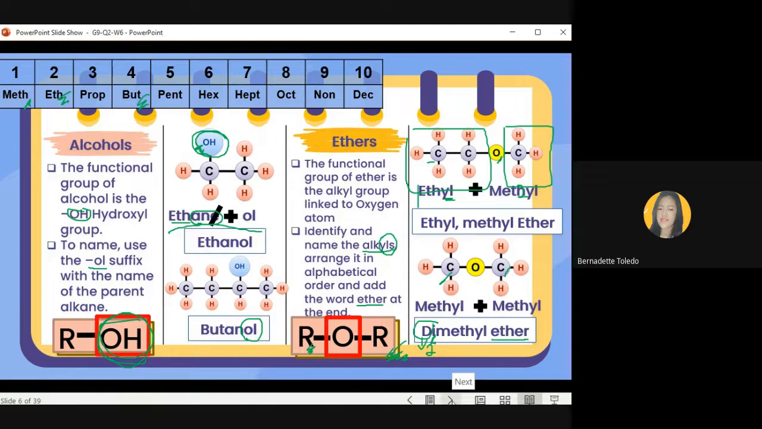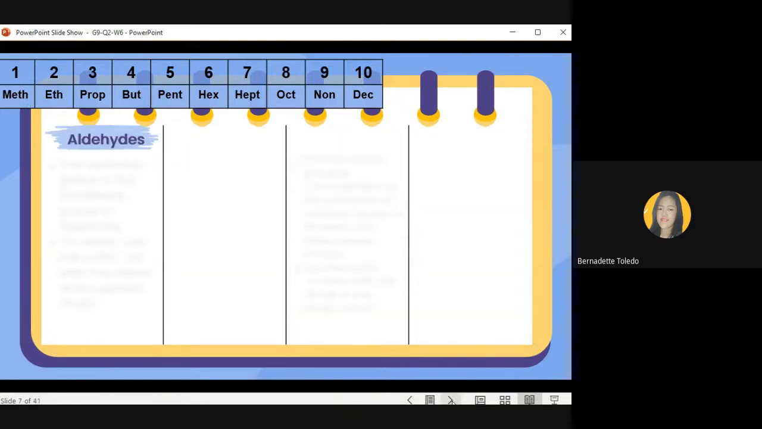Kapag tatlo yan, we will use trimethyl ether. Another functional group are the aldehydes. We are not familiar with the word aldehydes, but the most common example of aldehydes is familiar to us. So aldehydes is a carbonyl group because the functional group of aldehydes is carbonyl, or the presence of carbon connecting to an oxygen atom.